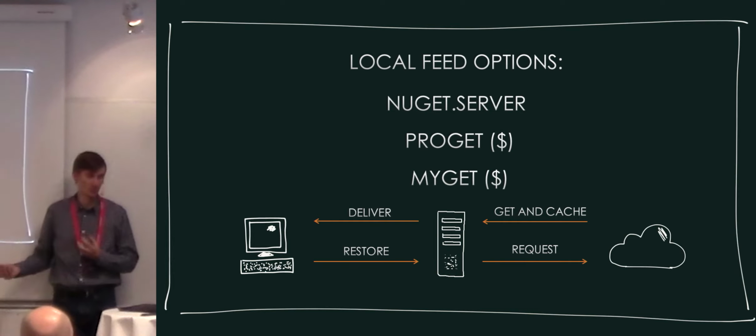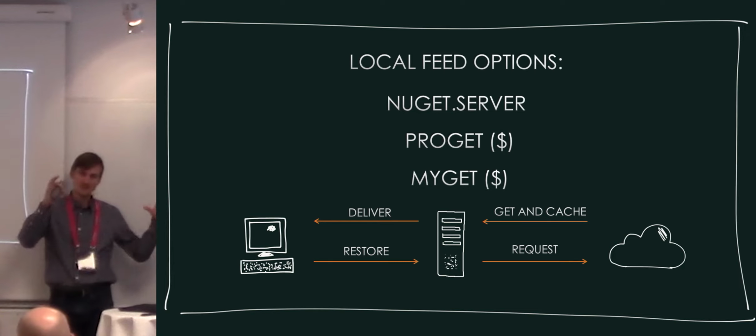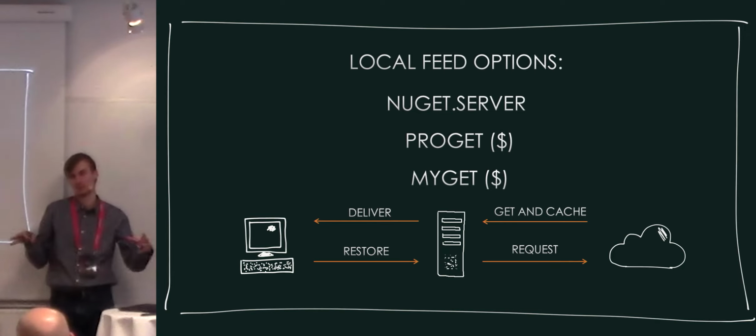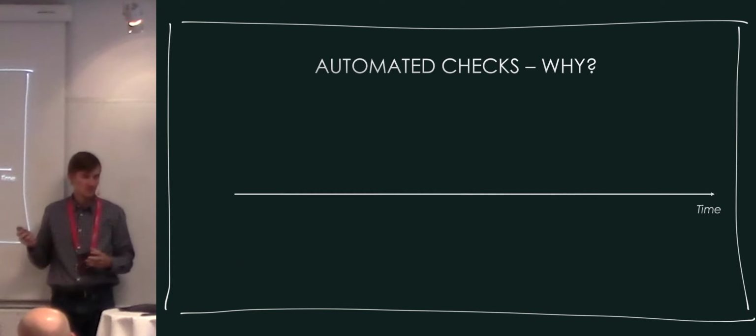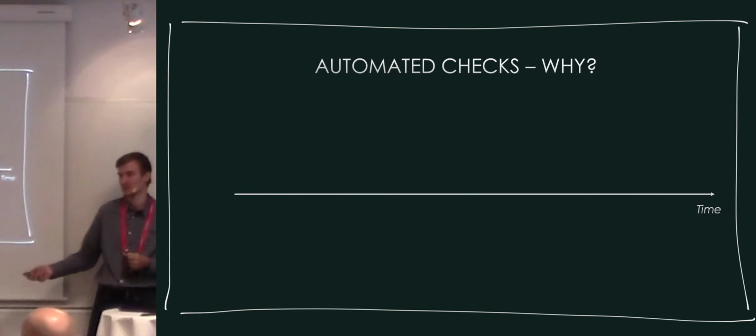Helps you enable more control. Now, if you remember that table, let's say you implemented all of this or part of this, you're happy now. What's next? Next, we want to enable automated checks. Why do we need automated checks for dependencies?